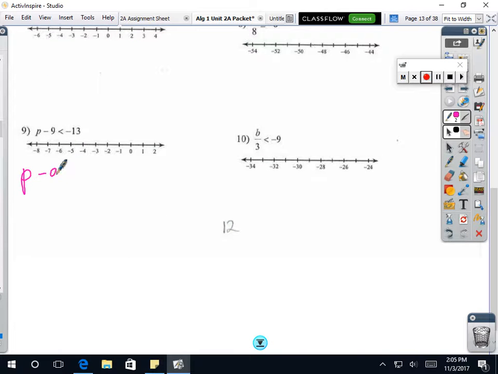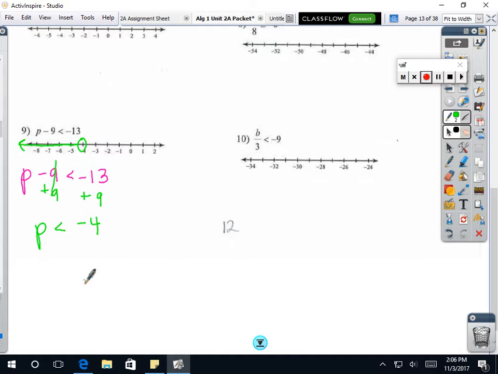Okay, now let's try one more, one that's not an equal to. P minus 9 is less than negative 13. So to solve for P, what do I do? Add the 9. And you end up with P is less than what? Negative 4. So the solutions are all numbers less than negative 4 but not equal to negative 4. So when you circle it this time, it's open because negative 4 is not one of the solutions. Just the numbers less than negative 4, which would be negative 5, negative 6, negative 7, and so on.